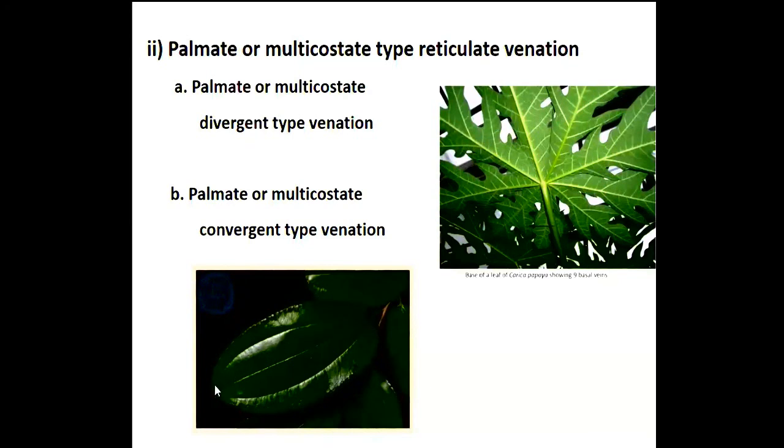And what is happening at the tip? They all are mixing up at the tip. They all are converged here. At the base, they are spreading. Again, at the apex, at the tip, they are converging with one another. So this is palmate type, multicostate, convergent venation. I hope you get the point.